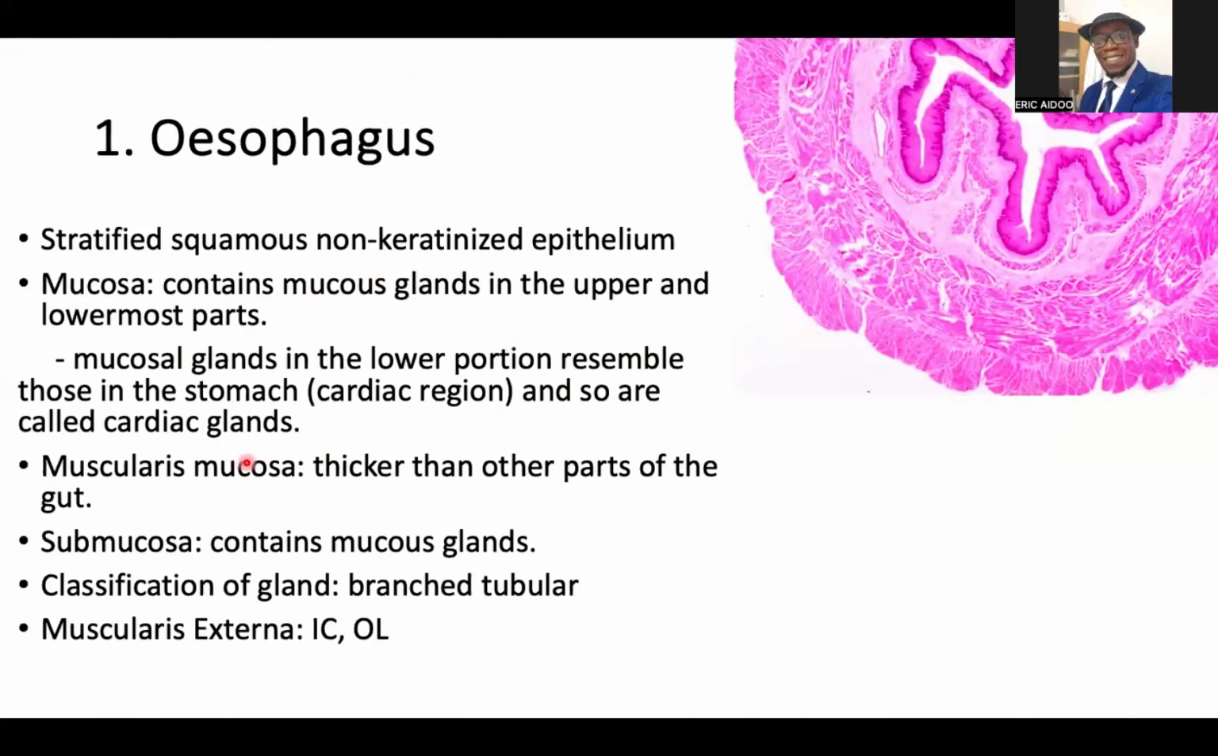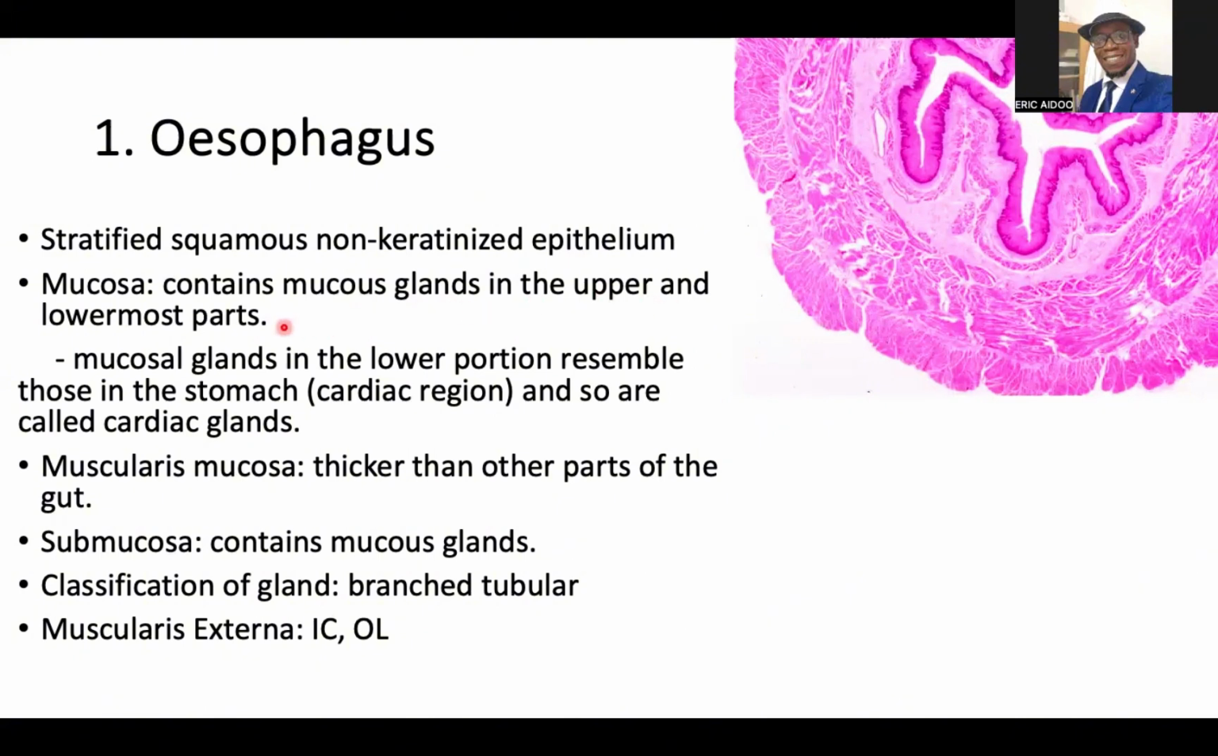So we are looking at the esophagus now, which is going to have three regions from superior to inferior: you have an upper one third, a middle one third, and then the lower one third. You have the stratified squamous non-keratinized type of epithelium in the esophagus. The mucosa contains mucous glands in the upper and lower portion.